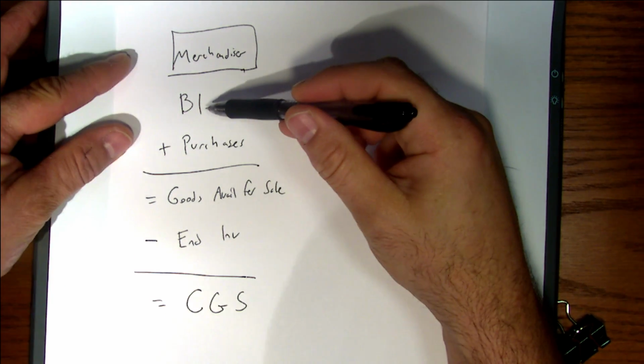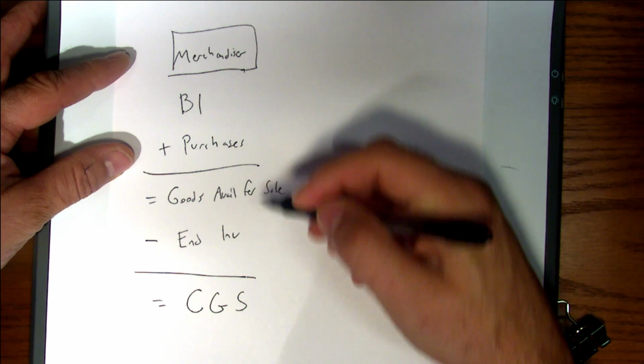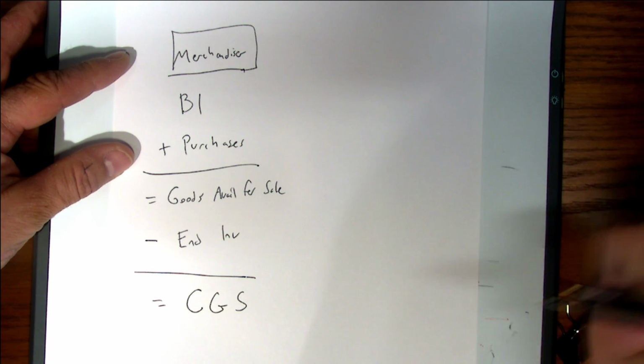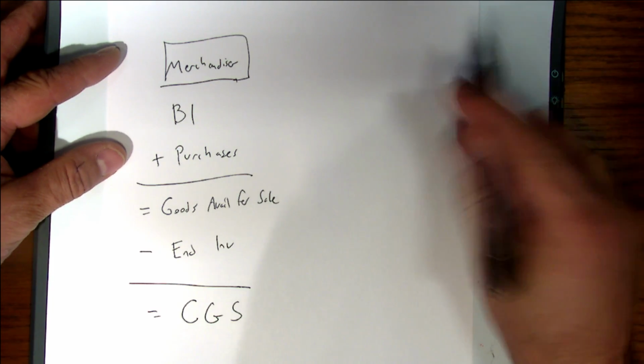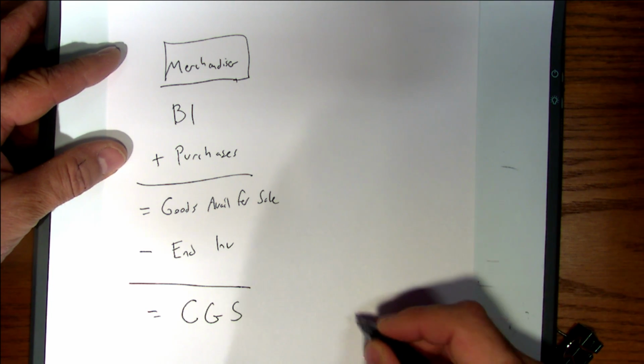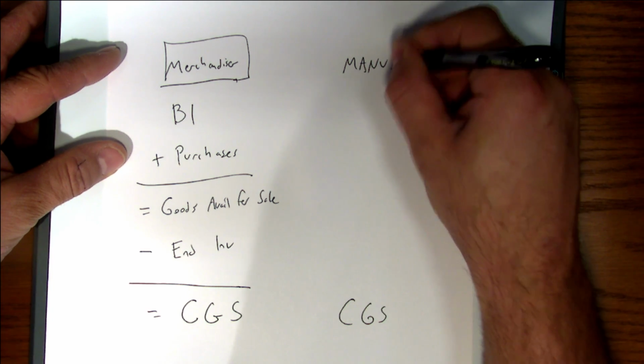Merchandiser: beginning inventory plus purchases equals goods available for sale, minus ending inventory equals cost of goods sold. Do you guys remember that? Okay. Now let's talk about how we arrive at cost of goods sold for a manufacturer.